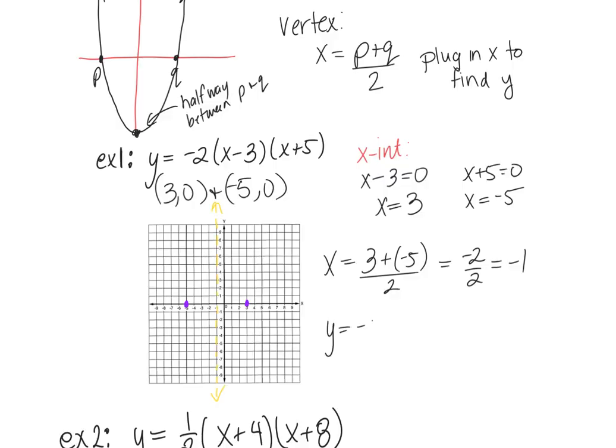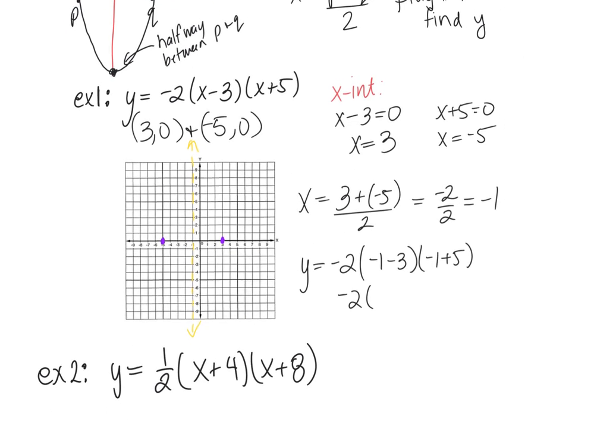Y equals negative 2, don't ignore that coefficient, times (negative 1 minus 3), times (negative 1 plus 5). So negative 2 times, do the parentheses first, negative 4 times positive 4. I get negative 8 times 4, or sorry, positive 8, because negative times a negative is positive, is 32.